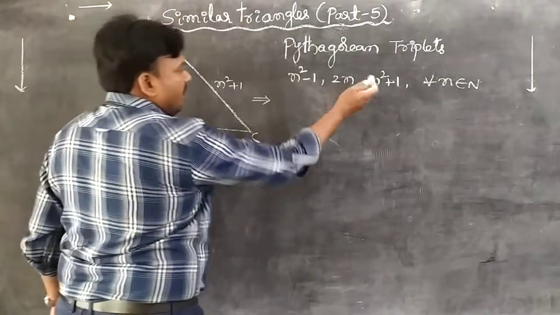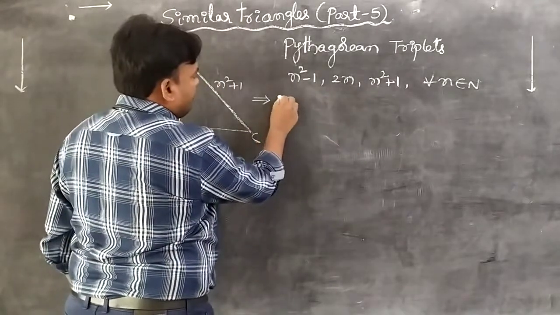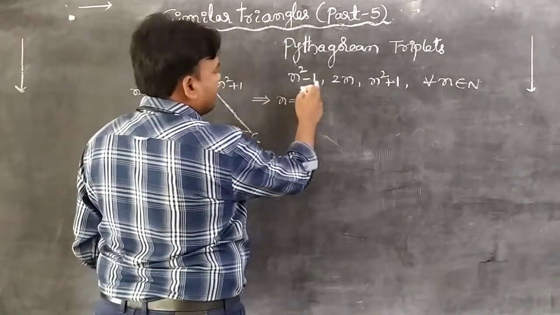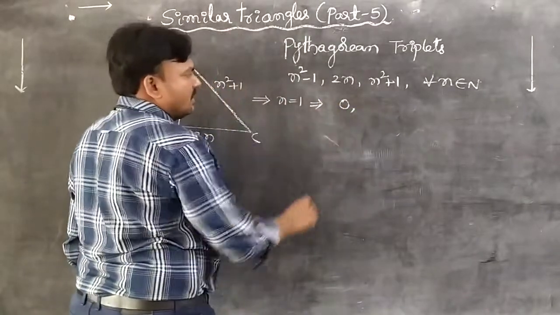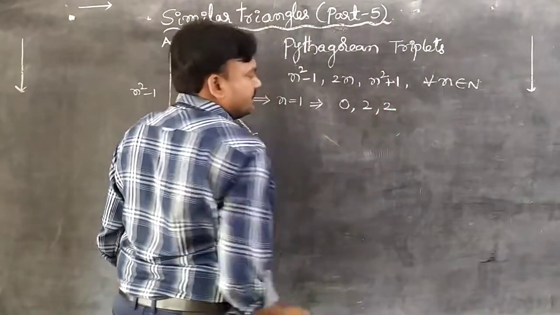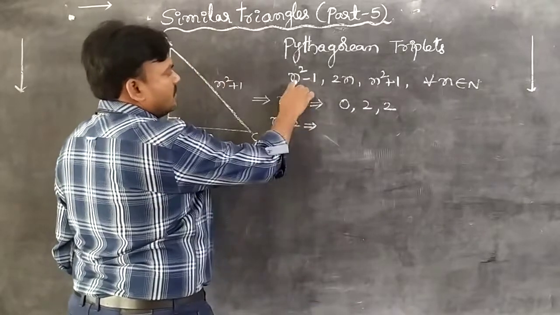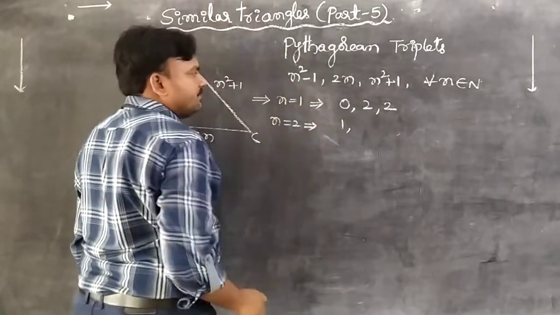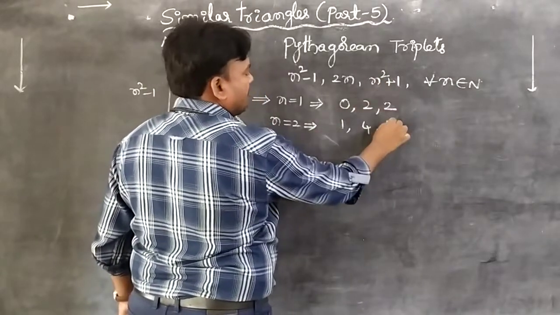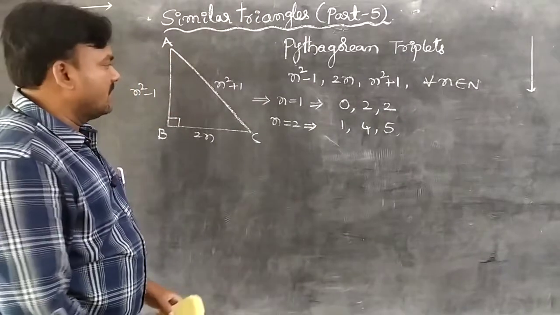Okay, here substitute n equal to 1. What do you get? Observe clearly. That is 1 square minus 1, nothing but 0; 2 into 1, 2; 1 square plus 1, again 2. n equal to 2, substitute: 2 square minus 1, nothing but 3; 2 twos are 4; and 2 square plus 1 becomes 5. Is it clear, all of you students?